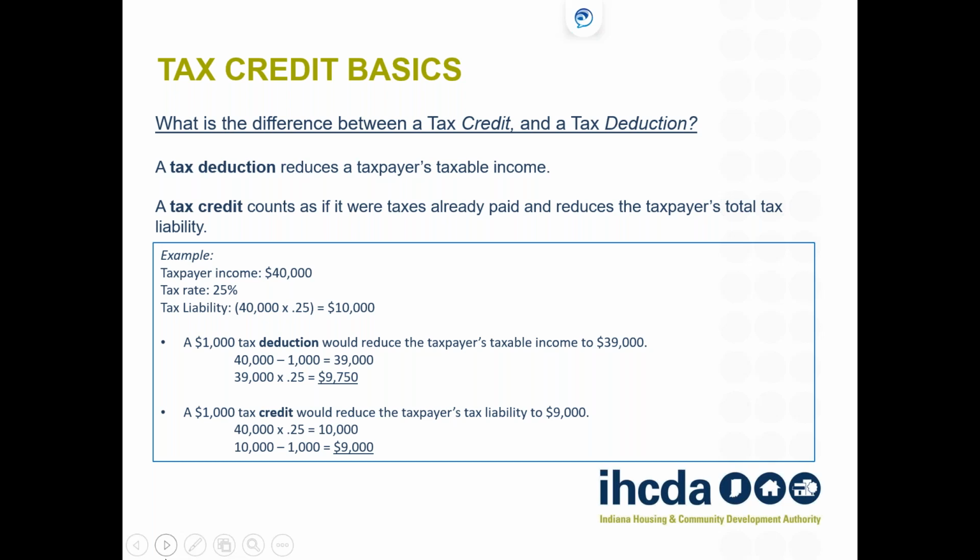Again, this is a state tax credit program, so this does not go on their federal taxes. It only goes on their state taxes, and donors are only eligible if they have state tax credit liability. So you can't sell this to donors who only pay Ohio taxes or Illinois taxes. They have to be paying Indiana taxes in order to be eligible for this tax credit.